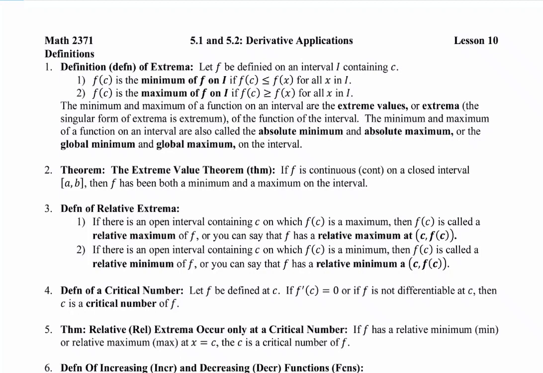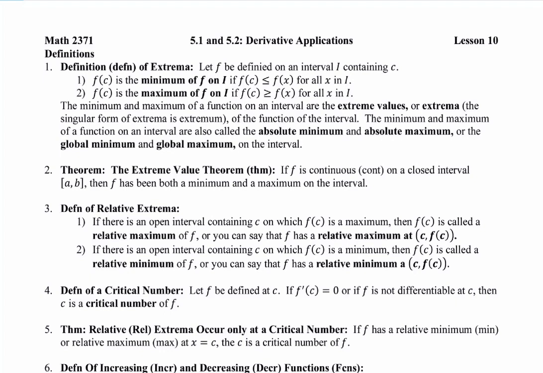Now we're going to talk about relative extremum. We're going to talk about the difference between relative and absolute extrema, and how to find a relative extremum. So a relative max and a relative min, and an increasing interval and a decreasing interval.